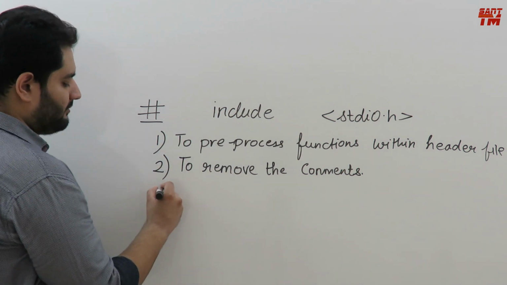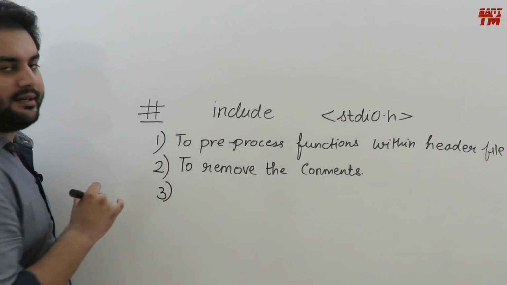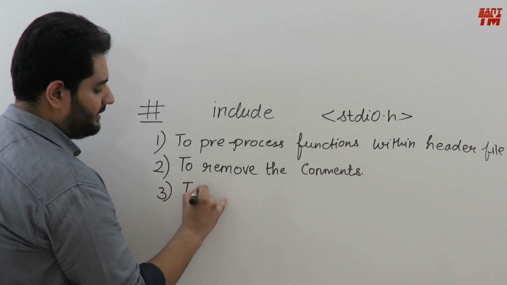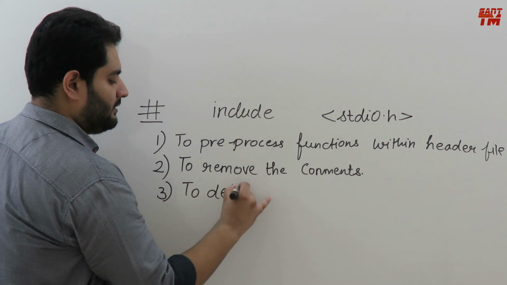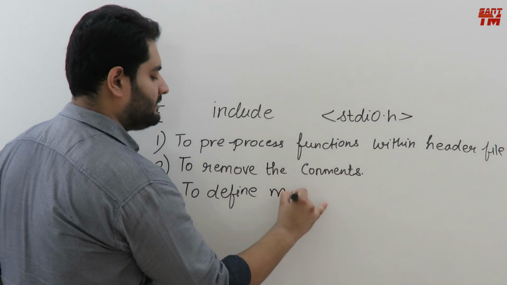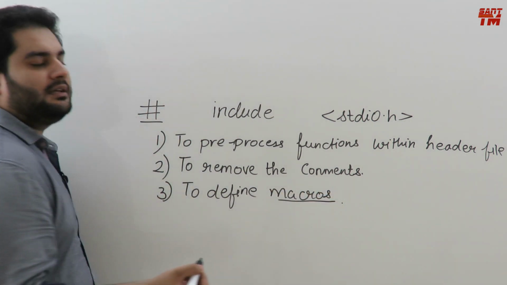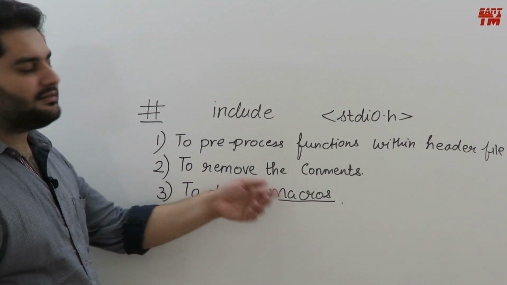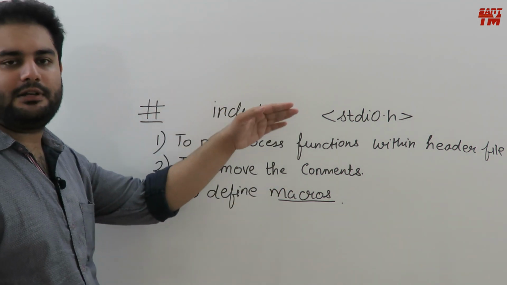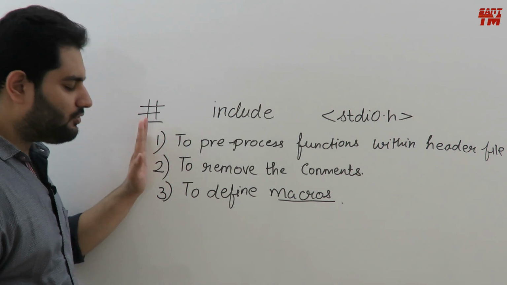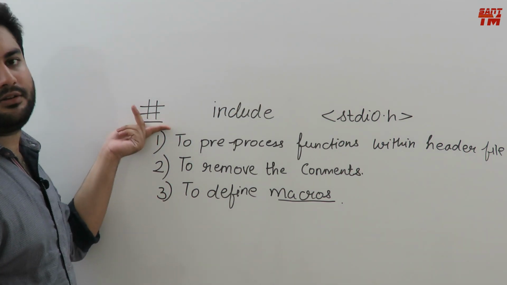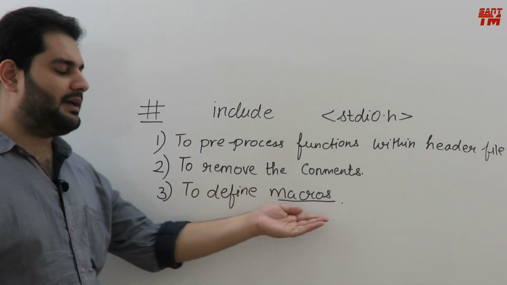So there is one more function of the preprocessor. Third is to define the macros. Now what are macros? Macros are basically small functions. We will define some small functions in the header statement only. I will tell you how they will work. Till now, note these three functions of the preprocessor in your notebook. Later on, we will come back to the term macros.